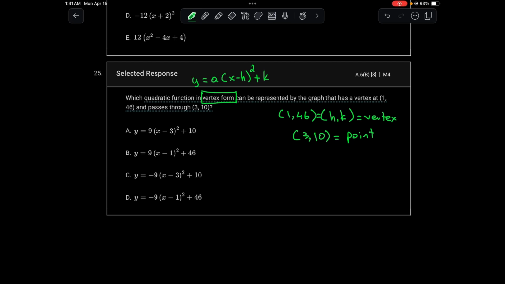I can't do it by hand. I can plug in the h, k, and then I will know h, k, but I won't know a, and I can plug in the point and solve for a. And you can do it this way.